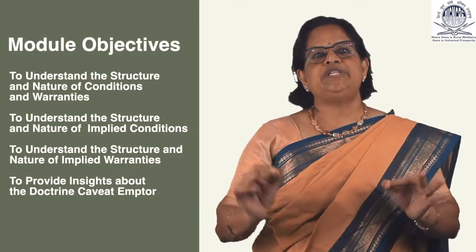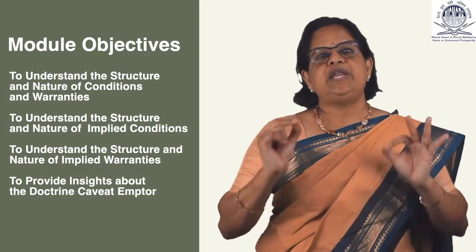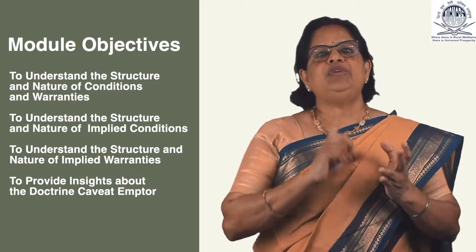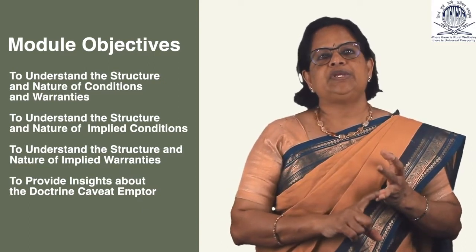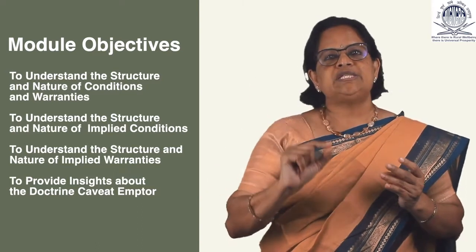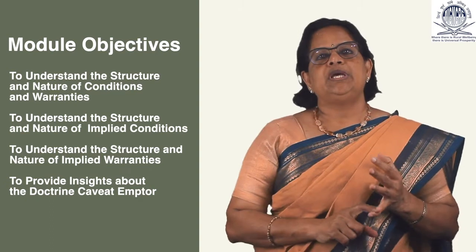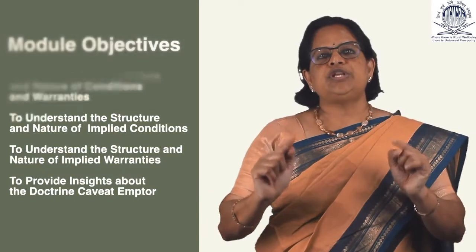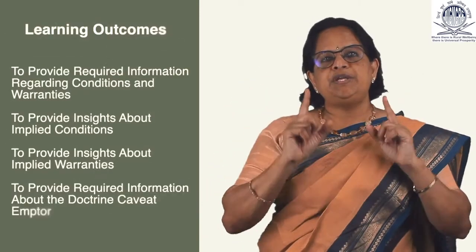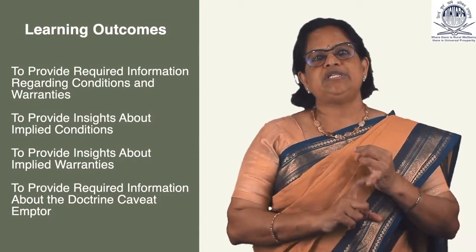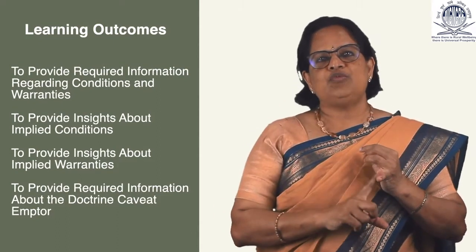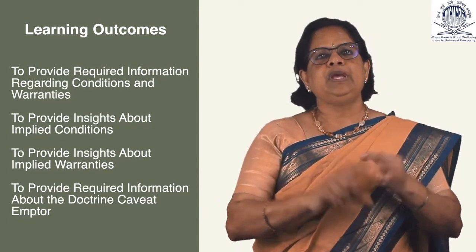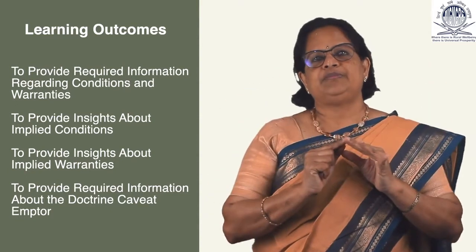The first module objective is to understand the structure and nature of conditions and warranties. Second objective is to equip you with the knowledge of implied conditions. The third objective is to provide insights about implied warranties. The fourth objective of this module is to provide insights about the doctrine of caveat emptor. At the end of this lesson, you will be able to understand the basic features of conditions and warranties, implied conditions, implied warranties, and the doctrine of caveat emptor.